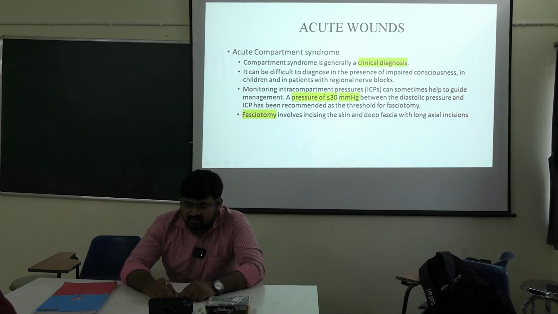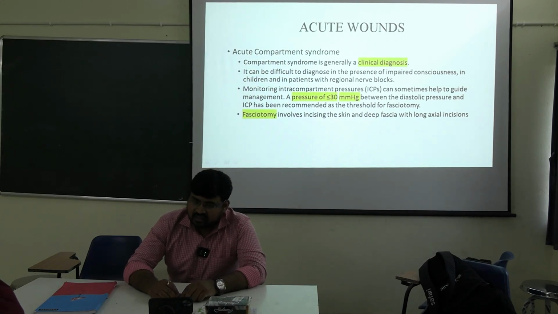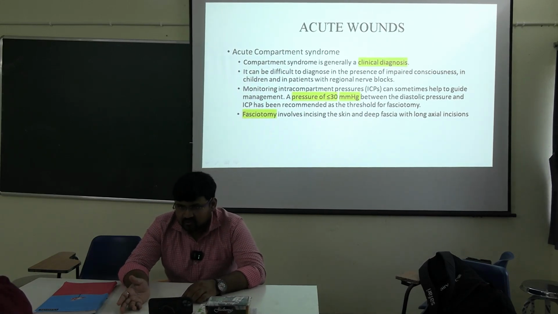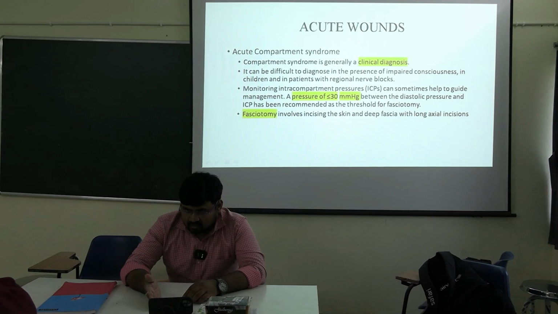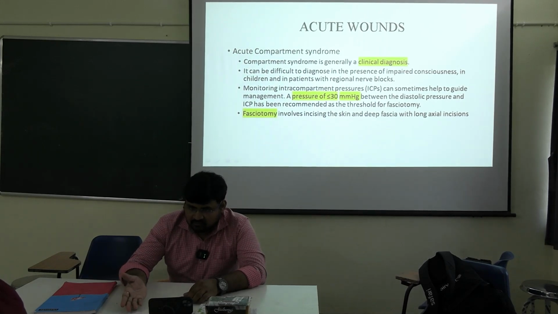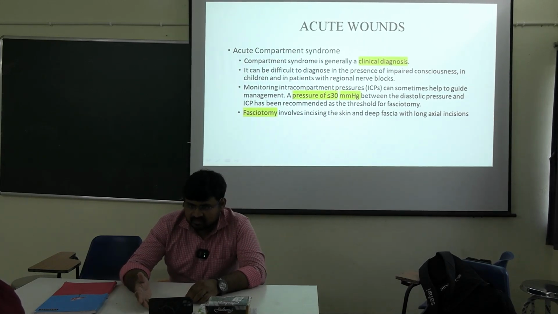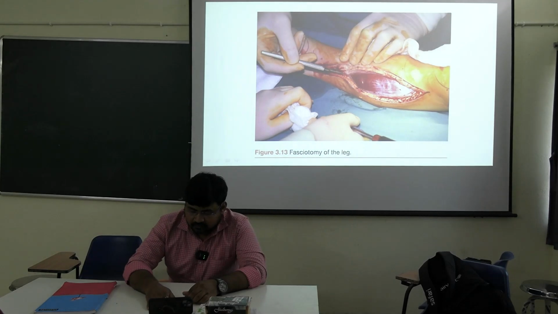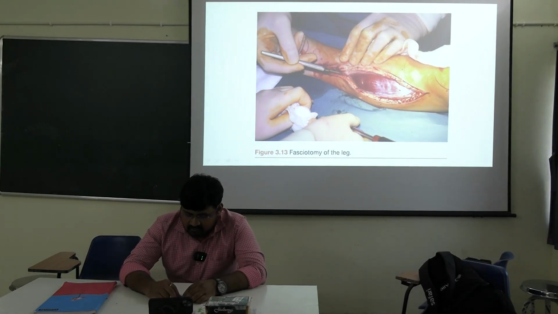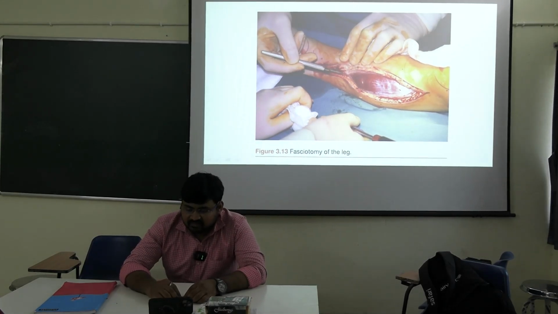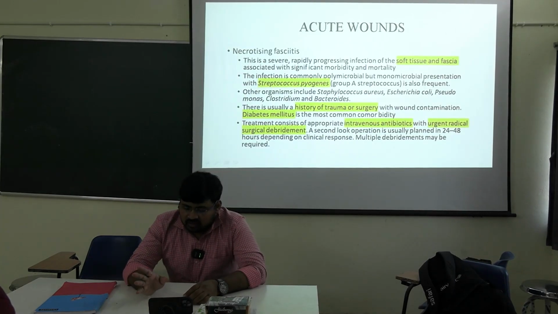Fasciotomy involves incising the skin and deep fascia with long axial incisions. What we do in fasciotomy, we cut open the deep fascia to release the pressure. So you can see a figure where fasciotomy of a leg is being performed.